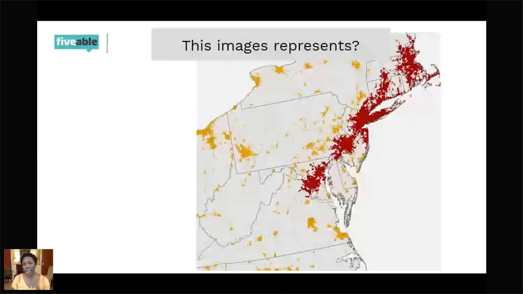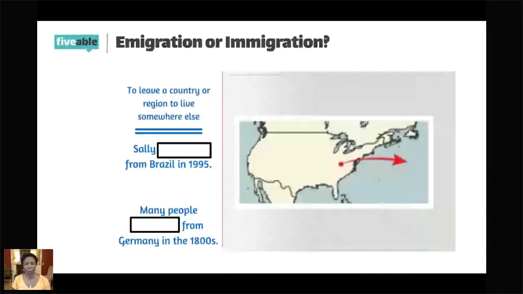All right. Another thing that you should have taken a look at is emigration or immigration. So I kind of have this fill in the blank here. So here's the definition. To leave a country or region to live somewhere else is known as, is it the E or the I? Sally blank from Brazil in 1995. Many people blank from Germany in the 1800s. I want to know which one this is. So you could either type it out or you could just put the E or the I.